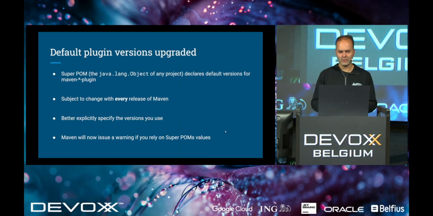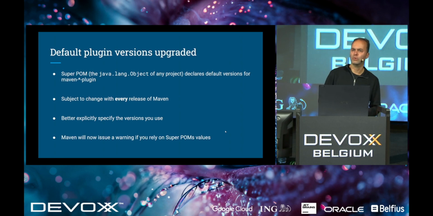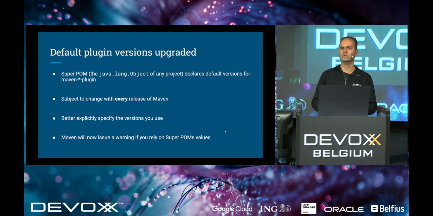If you do not specify these version numbers, or in other words, if you keep on relying on what the super POM defines, well, we follow the same paradigm as we said before. We will warn you about this, because this is probably not what you want. It is not an error in Maven 4. I make absolutely no guarantees about Maven 5.